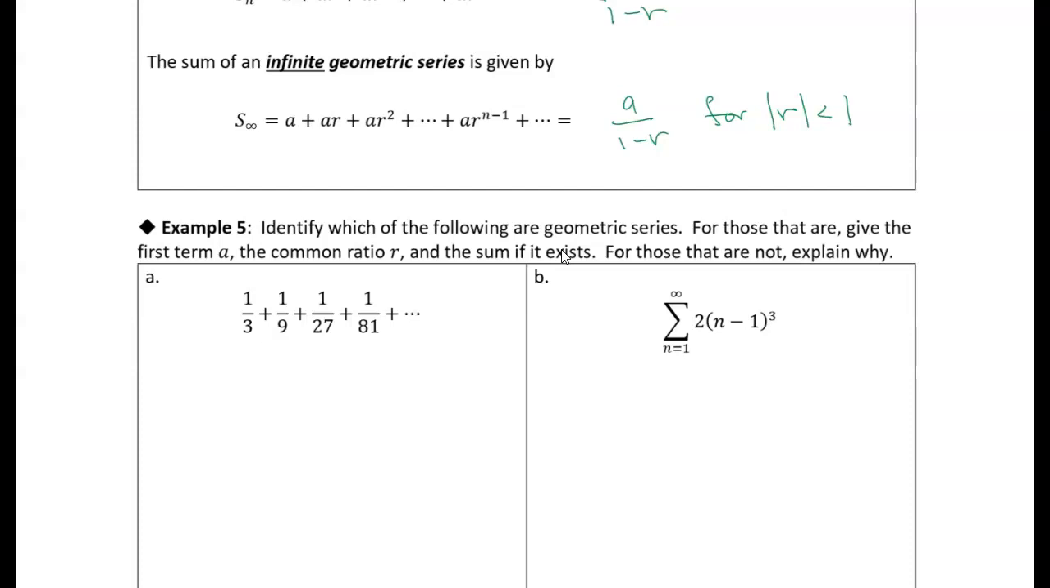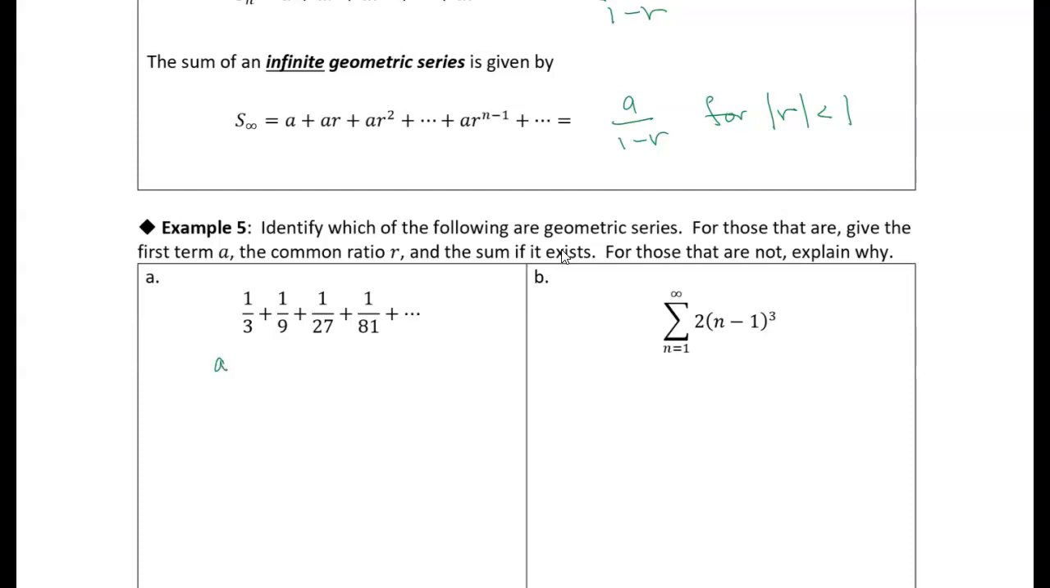All right, so the key thing to remember is that a geometric series has a common ratio. So if we just take the ratio of consecutive terms, we should get a constant amount. So if we take 1/9 over 1/3, right, that's 1/3. 1/27 over 1/9 is 1/3. So if we take the ratio of consecutive terms, we always get the same common ratio. So this is definitely geometric.